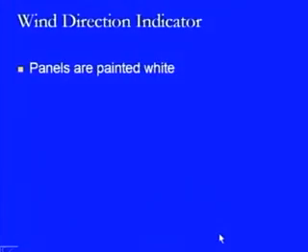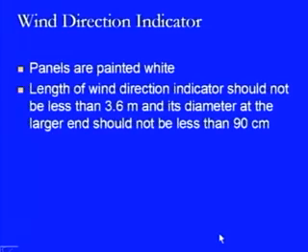Panels are painted white in color, and the length of the wind direction indicator should not be less than 3.6 meters, and its diameter at the larger end should not be less than 90 centimeters. So, this is the specification related to the wind direction indicator. The length is defined, and the diameter is defined at the larger end.